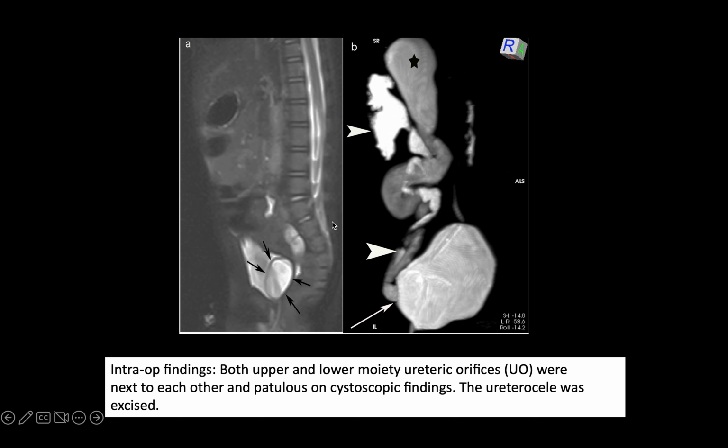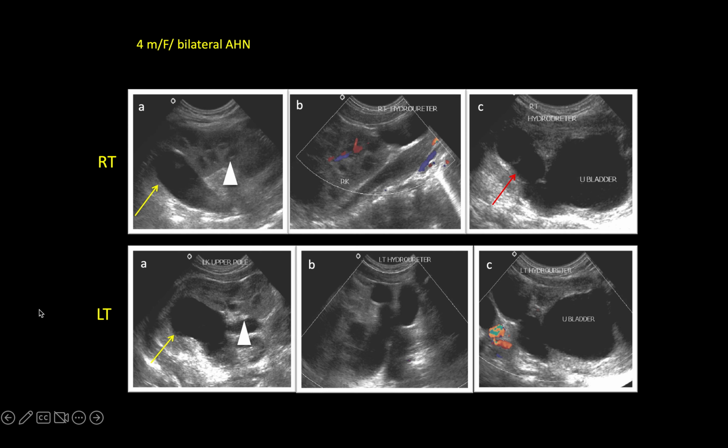So we did an MRU, and then what we see is that that's the ureterocele that we saw earlier on the cystogram, and that this is the lower moiety that is dilated, and it has reflux, and the upper moiety is the one that is the so-called suprarenal cystic lesion that they saw in the antenatal period, and it was actually confirmed on the intraoperative finding.